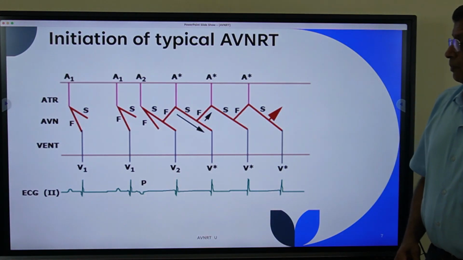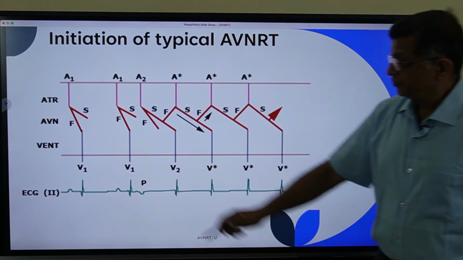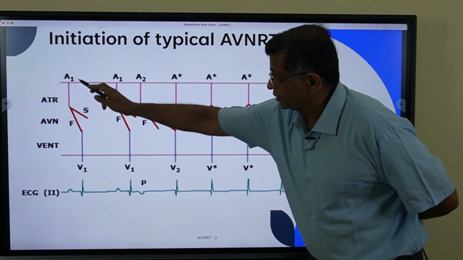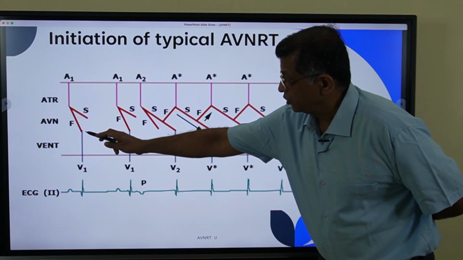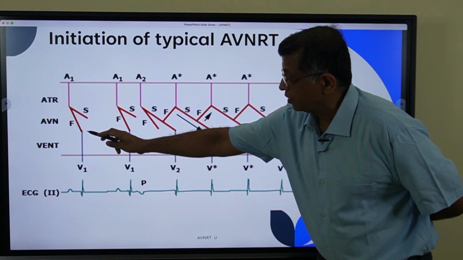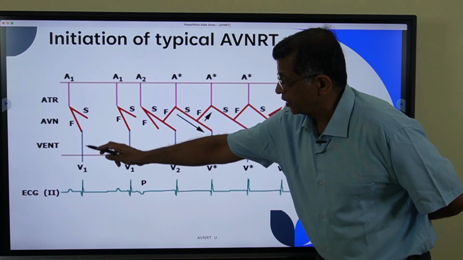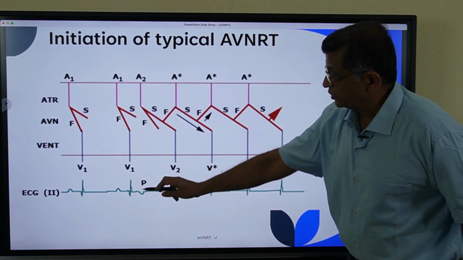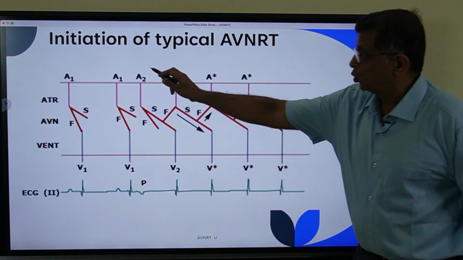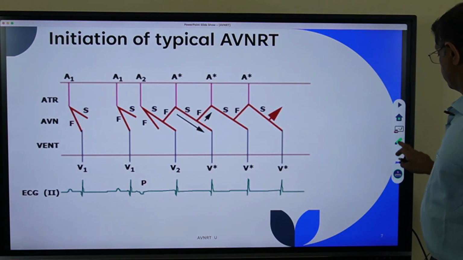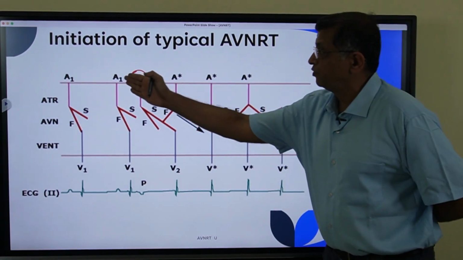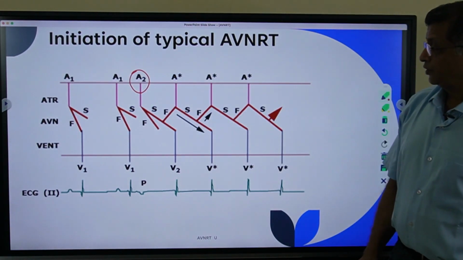We have depicted the same in the ladder diagram. This is the normal beat, giving the sinus beat. The impulse has come from the atria. In the AV node, it has traveled through the fast pathway and gone to the ventricle. Again, normal sinus beat. This third beat, A2, is an atrial ectopic because it has come before the normal beat should have come.